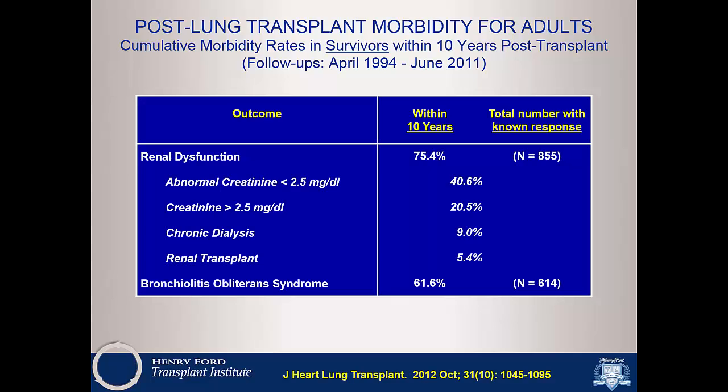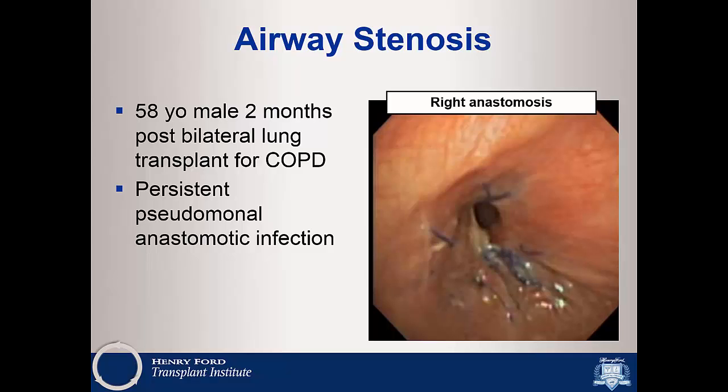And then finally, I just wanted to say some words about airway stenosis or anastomotic strictures. This is described in about 15% of lung transplants, so it's not uncommon. You can see this is somebody who, after his transplant, had a persistent pseudomonal anastomotic infection. And one of the risk factors for anastomotic stricture is an infection of the anastomosis.